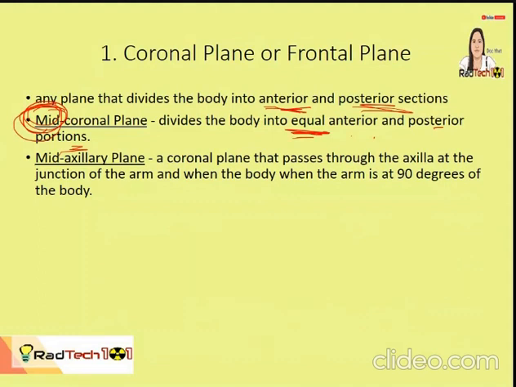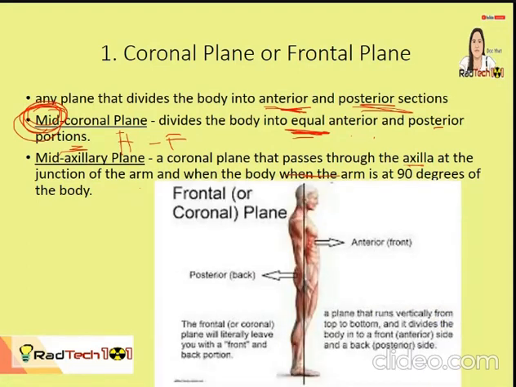When we say mid-axillary plane, this is also a coronal plane, but it passes through the axilla. Unlike the mid-coronal plane, nag-start siya sa head, from head to foot. But with the mid-axillary plane, nag-start siya sa axilla or sa underarm, when the arm is at 90 degrees of the body. So kapag naka-abduct ang arm, 90 degrees from the body, this is a frontal plane or coronal plane from head to foot.